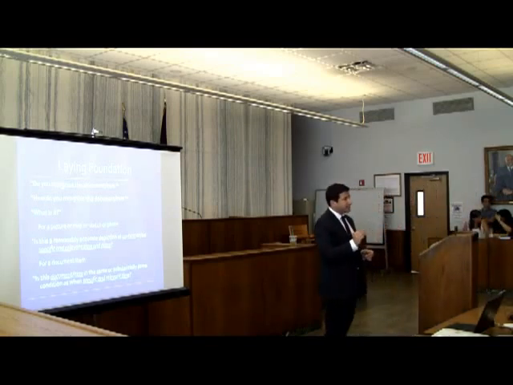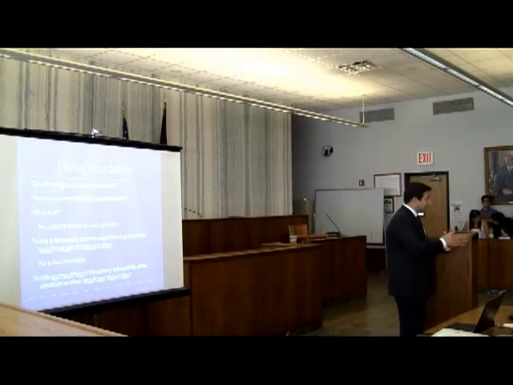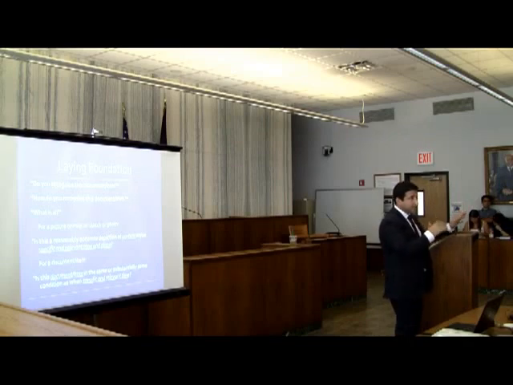Doesn't mean that picture can't come in if that picture is relevant for some other reason. Maybe that picture is relevant just to see the position between one house and another house, so that there aren't any sight lines. Maybe that's important.